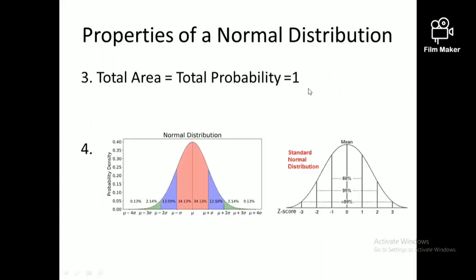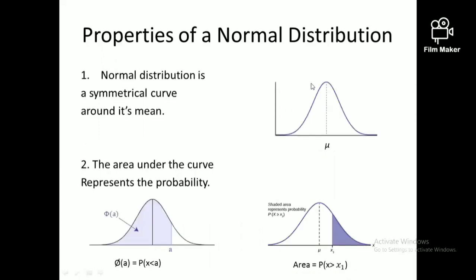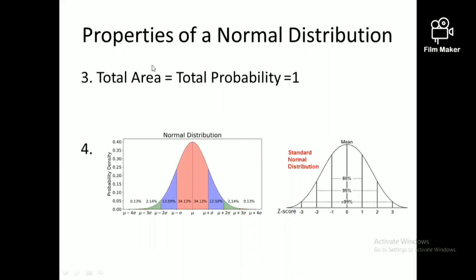Then the next fact: the total area over here is the total probability, which is equivalent to 1. And as I mentioned in the previous diagram, this is a symmetrical shape. Therefore, if you calculate the area of this half, that would be half of 1. So this area would be 0.5, and this area would be 0.5 as well. Those are the properties we have to understand about the normal distribution.